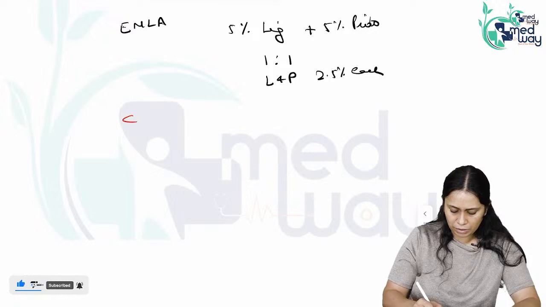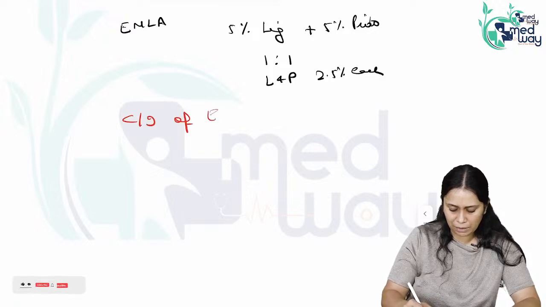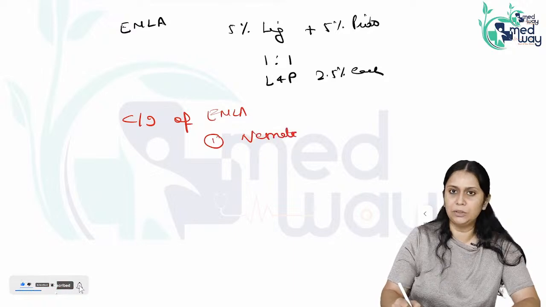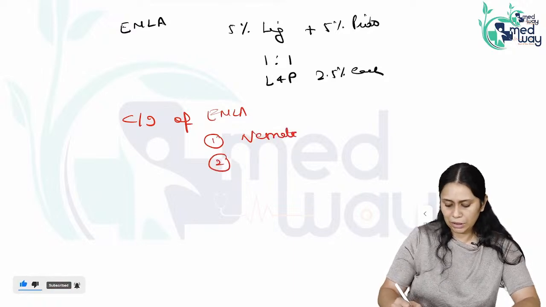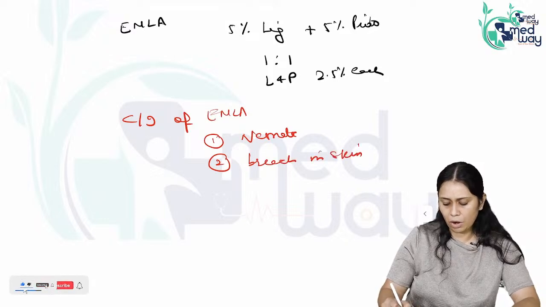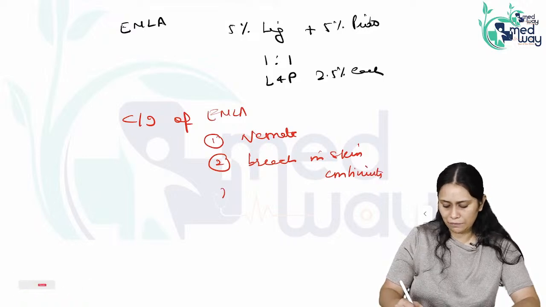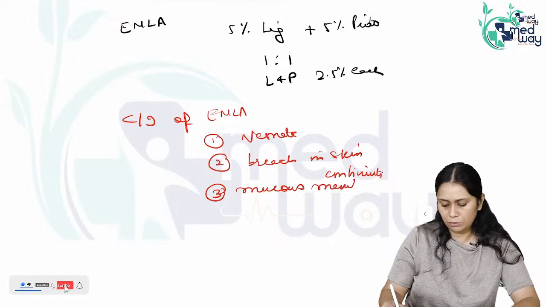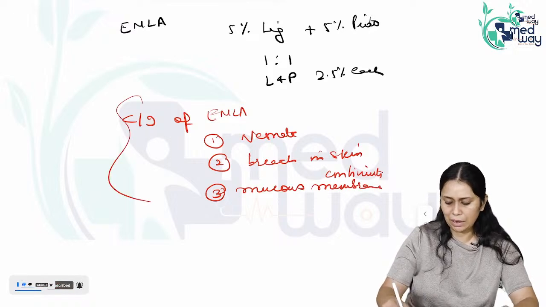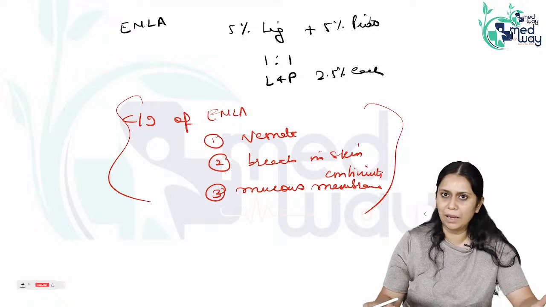Now coming to the contraindications of Emla, where we cannot put Emla. We cannot use it in neonates. In pediatrics, we very commonly use it, but not in neonates. We cannot use it if there is any breach in skin continuity. If there is any breach in skin continuity, we do not use it. And we do not use it on mucous membrane. So these are three absolute contraindications of Emla cream.